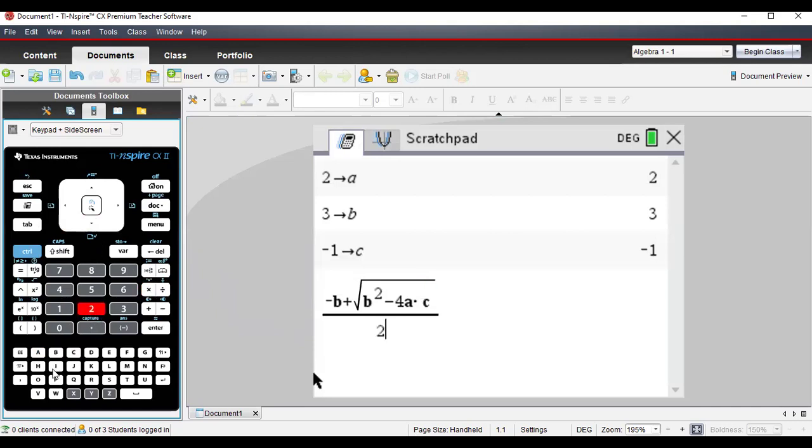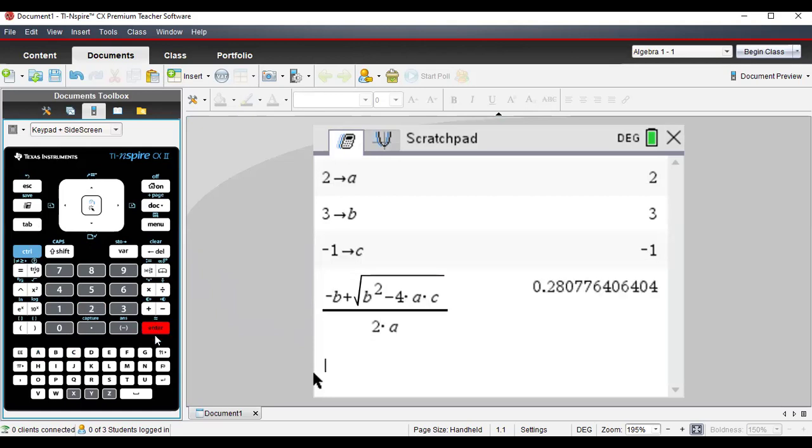Now, I already know what it's going to be. It's going to be an irrational root, right? So what they're saying is they don't want a decimal form. They want you to leave this as a fraction. The reason that this is an irrational root is because of this b squared minus 4ac part.